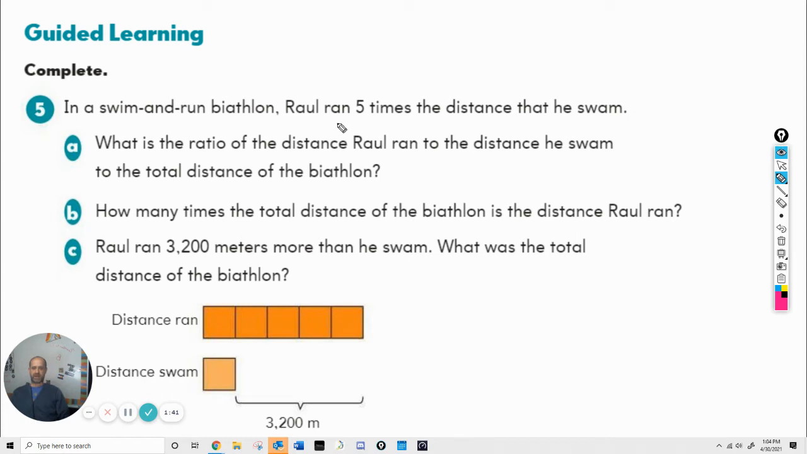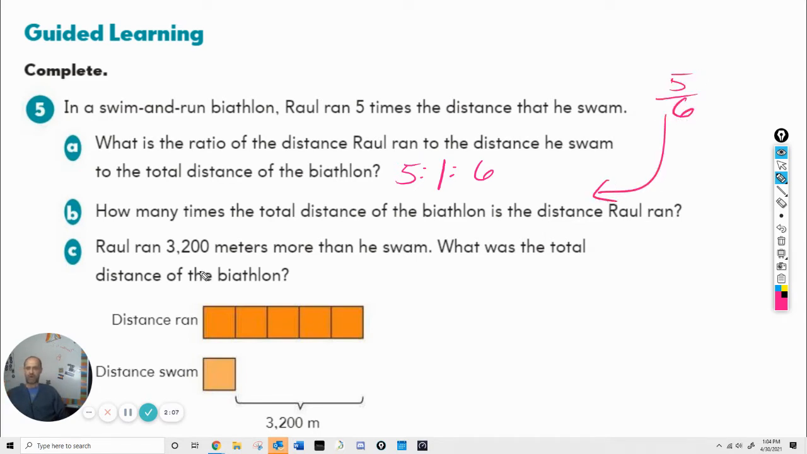In a swim and run biathlon, 2 events, Raul ran 5 times the distance that he swam. What's the ratio of the distance he ran to the distance he swam to the total distance? Okay. How many times the total distance of the biathlon is the distance Raul ran? What a mess. You know what they're really asking? What fraction did he run?